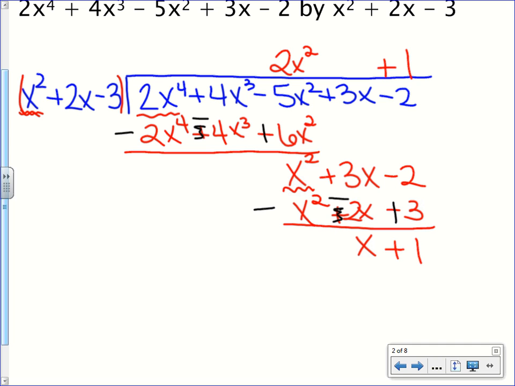x plus 1. All right? Now notice, my divisor is x squared. That cannot divide into x plus 1. So x plus 1 we call our remainder. So how do we write our answer? 2x squared plus 1. And what do we do with our remainder? Put it over our divisor.